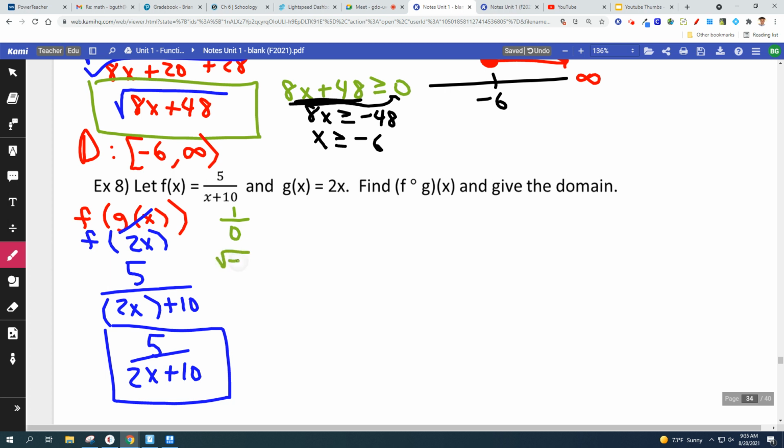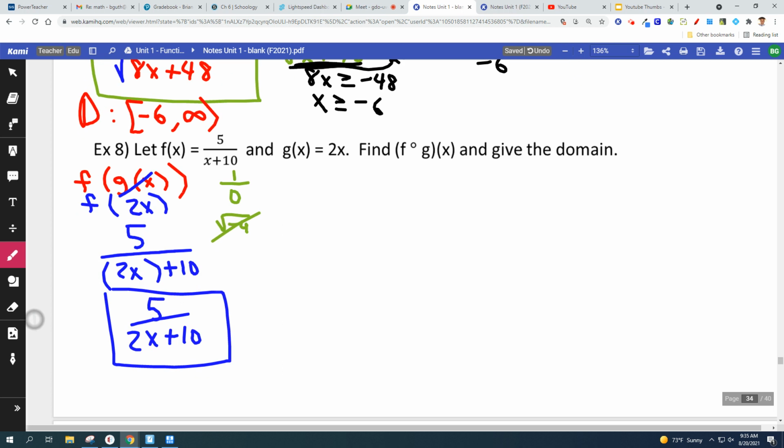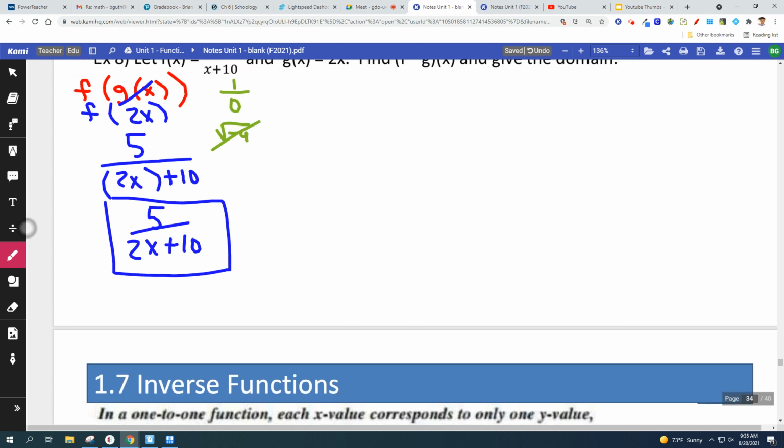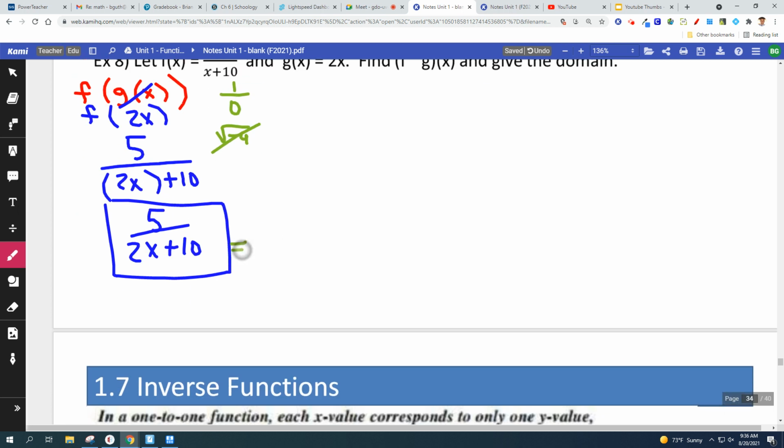I won't have to worry about a square root, but I do have to worry about a 0 on the bottom of that fraction, okay? I'm not allowed to have 0 on the bottom of the fraction. So when that happens, all you have to do is just say this bottom can't equal 0. That bottom can't equal 0. So subtract the 10. 2x can't equal negative 10, divide by 2, and x can't equal negative 5. X does not equal negative 5.